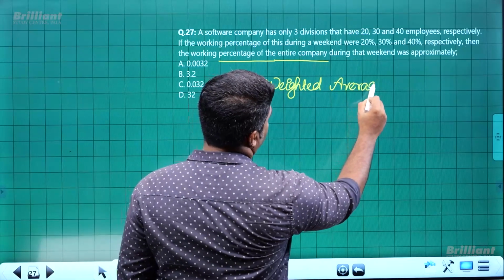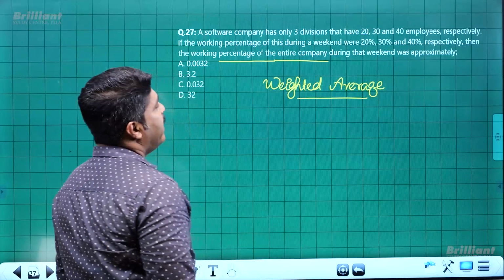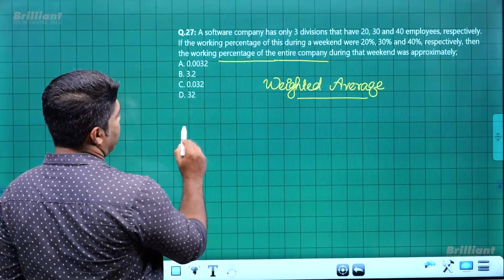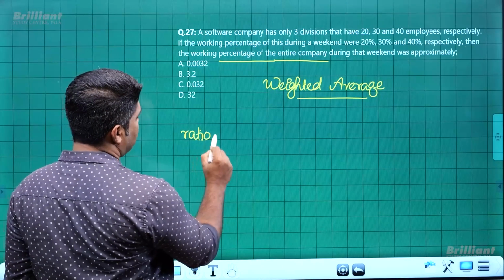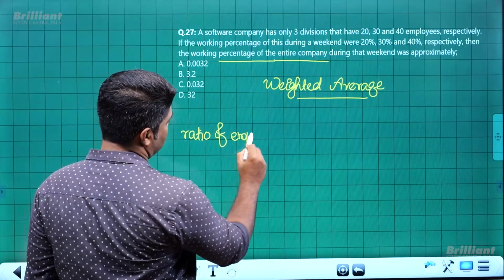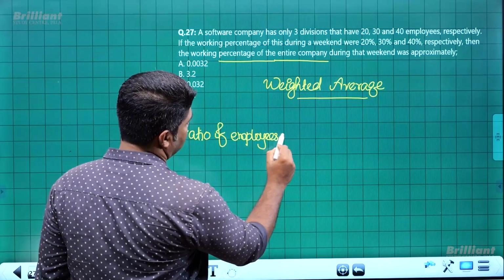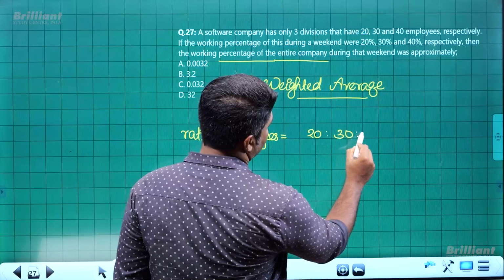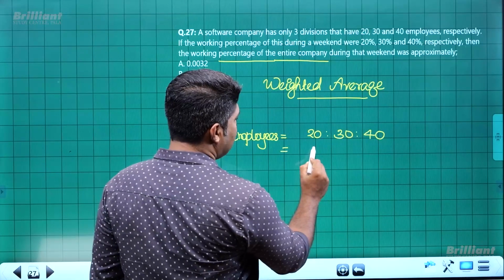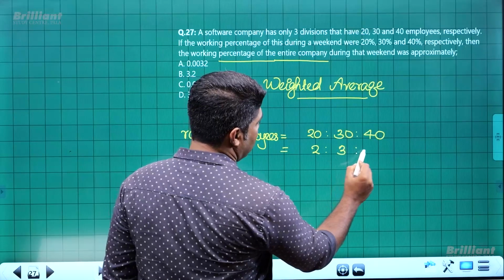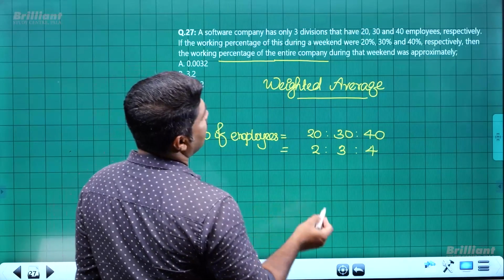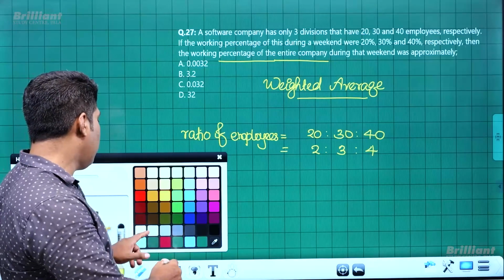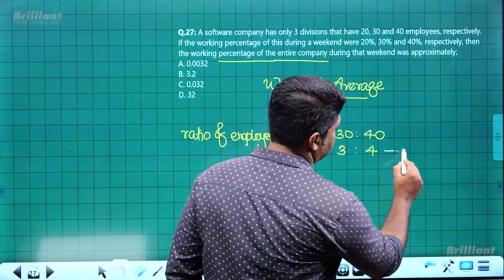How can we apply the weighted average here? It is given that the company has 3 divisions that have 20, 30, 40 employees. So here we are considering the ratio of employees, that is 20, 30, 40. You just consider these 3 divisions, 20 is to 30 is to 40. We can write it in the form of the ratio 2 is to 3 is to 4. So these are the 3 divisions. This ratio is called weightage.